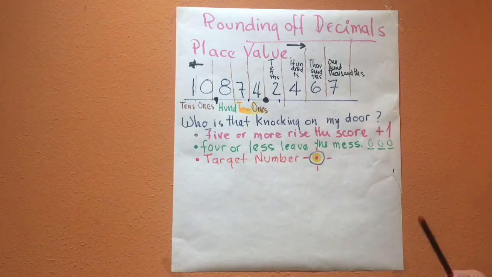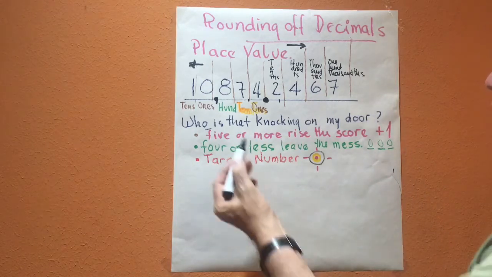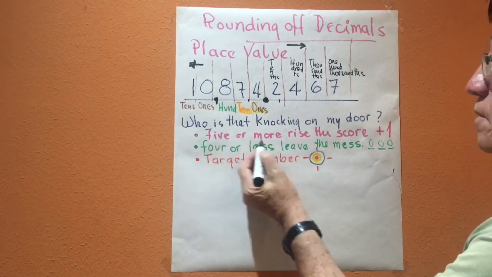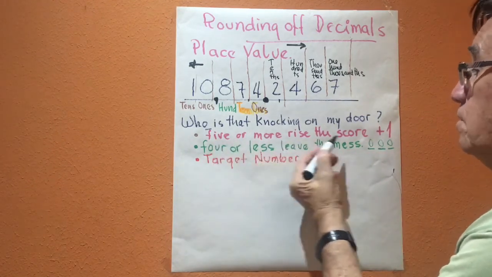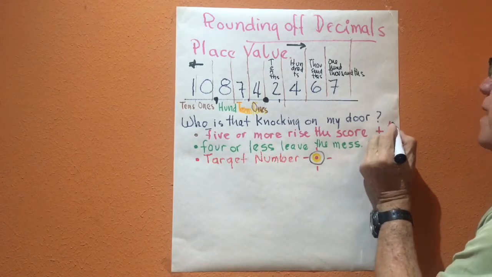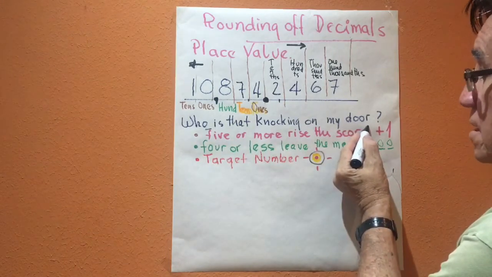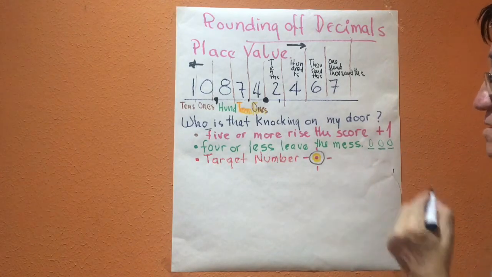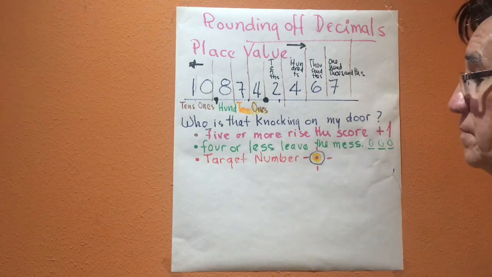Well, what about rounding of numbers? This is something very interesting. Look, this question: Who is that knocking on my door? If it's 5 or more, raise the score. That means you have to add 1. Who's that knocking on my door? If it's 4 or less, leave the mess. That means the number is not going to change. Well, it's very important that we know what the target number is.